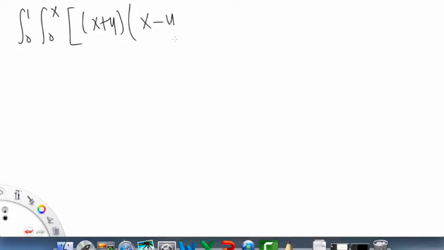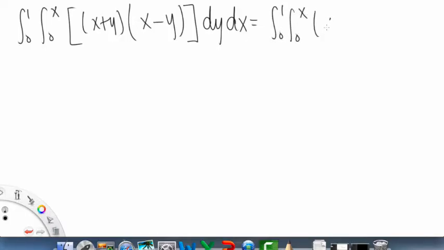Okay. So then we have 0 to 1, 0 to x, and then our x plus y, which is still in front, and then we have x minus y, right? Because our bounds were y to x, and after we integrated, it was z there. Okay, and then we have our dy dx at the end, and now we can simplify on the inside there. 0 to 1, 0 to x, and this turns into an x squared minus y squared, dy dx.